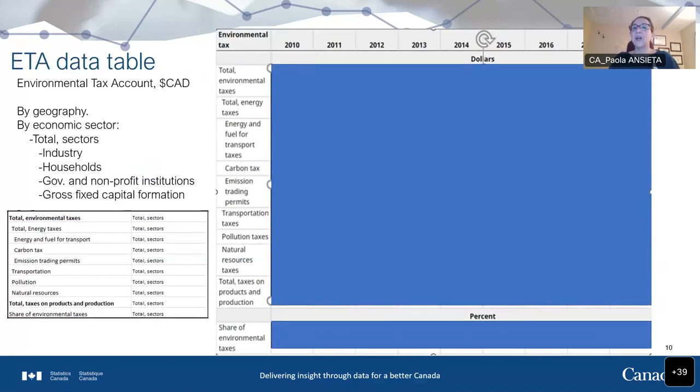Here, we'd like to show how the account will be presented for the full time series. For all tax lines, the total taxes on products and production universe, finally, the share of total environmental taxes of this universe. These estimates will be available at the Canada level by province and by territory. In addition, they will be disaggregated, as mentioned previously, by total industry, households, government, nonprofit institutions, and gross fixed capital formation.